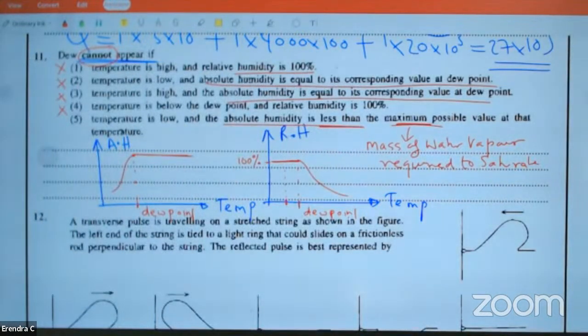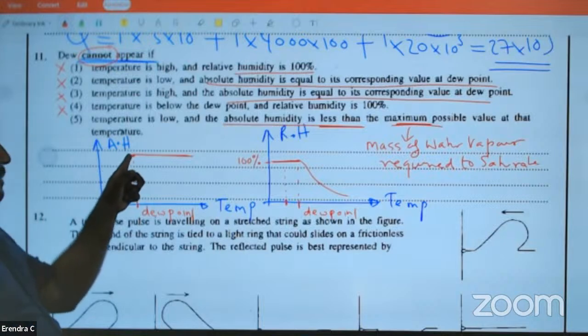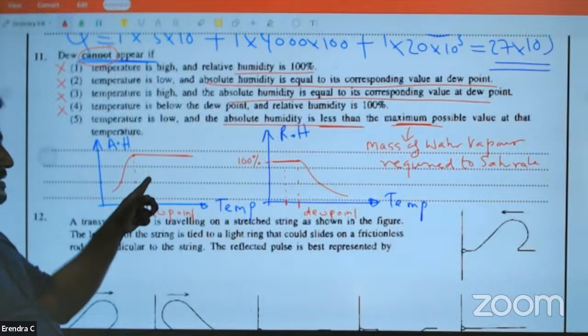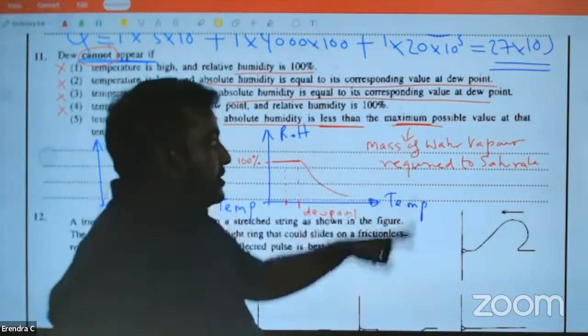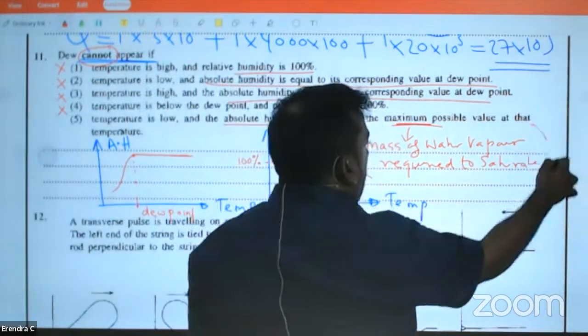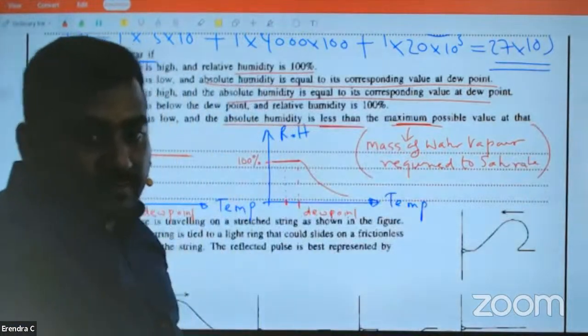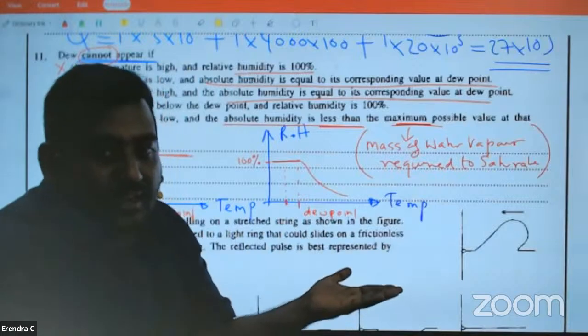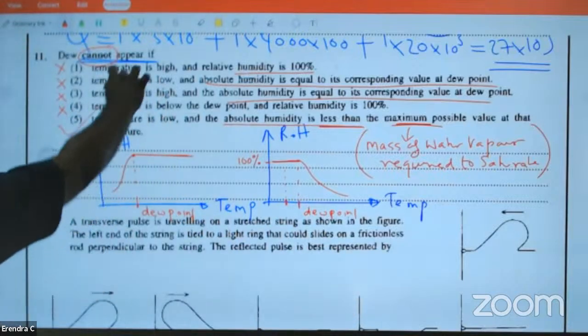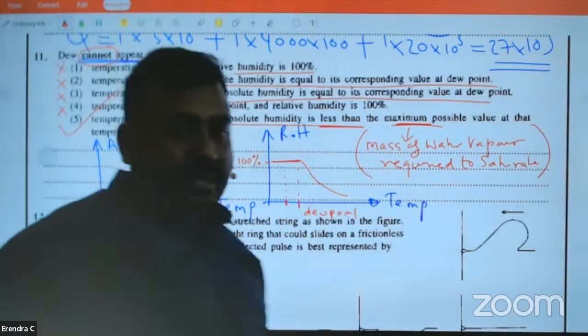Temperature is low, low temperature. Absolute humidity is less than the maximum possible value. If you have less than the maximum possible value, can dew form? Dew cannot form. The maximum possible value is the mass of water vapor required to saturate. You are having less than that. If you are having less than that, saturation cannot take place. Only 5 is correct. Right there.